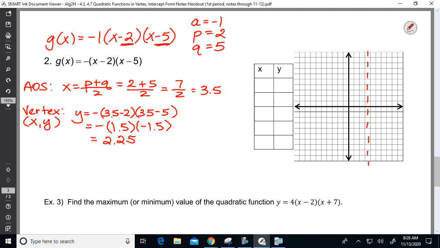Yeah, feel free to check me, make sure I didn't do anything computationally wrong. I am human after all. Check in my calculator, looks like I'm straight. 3.5, comma, 2.25. So that's your vertex.